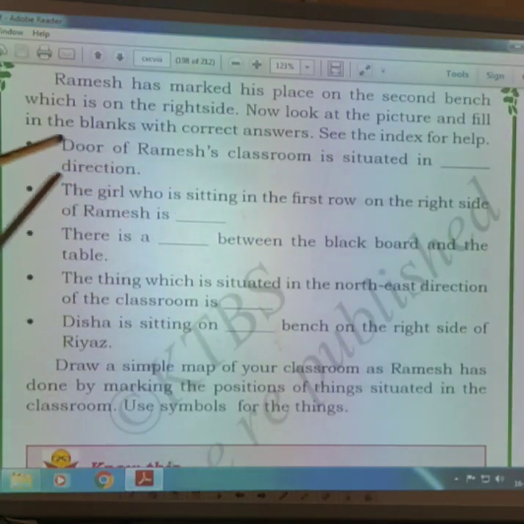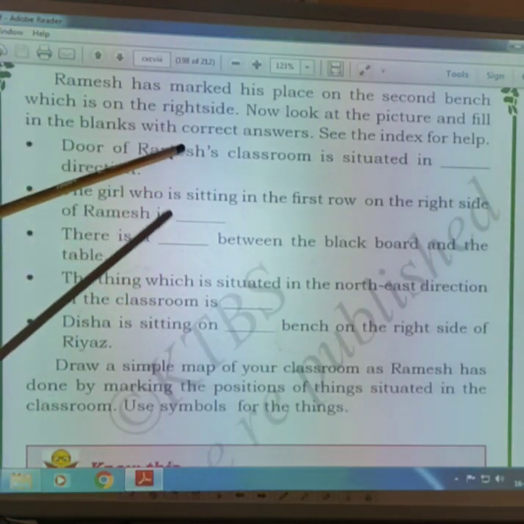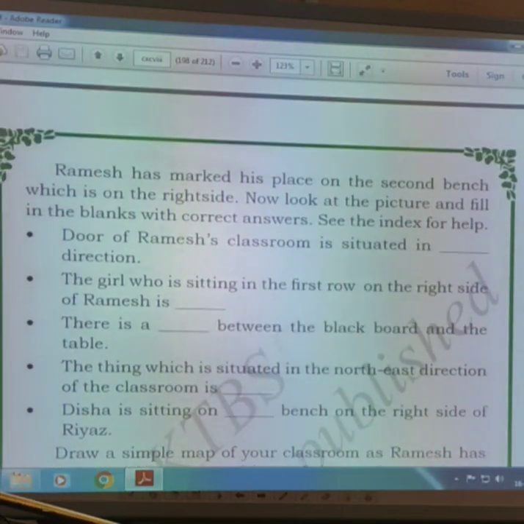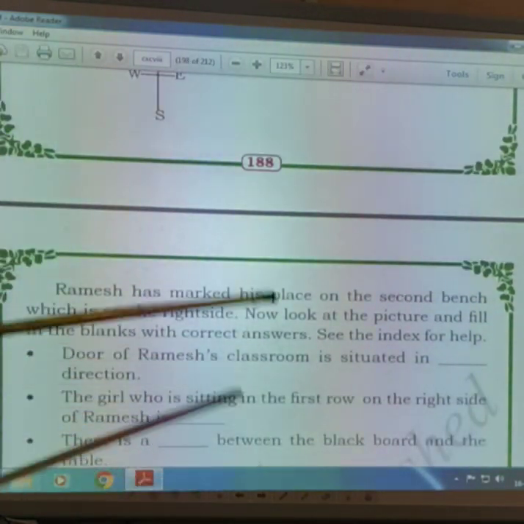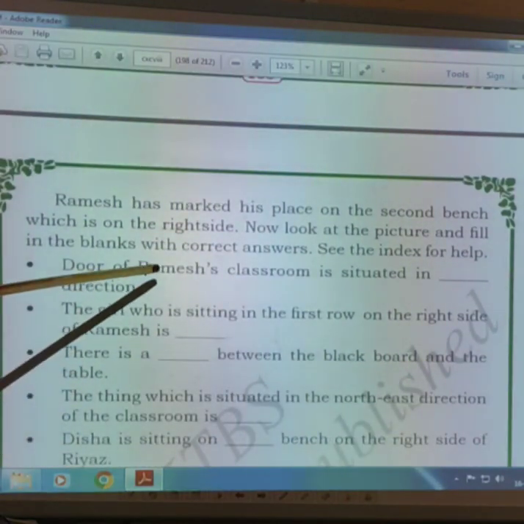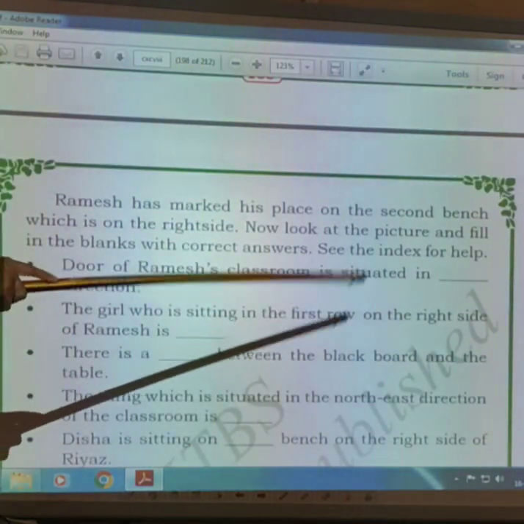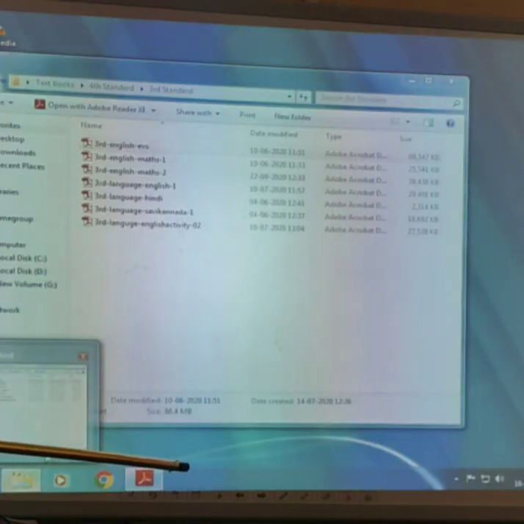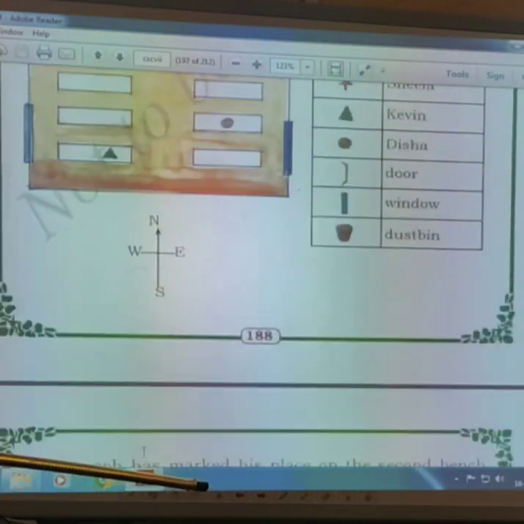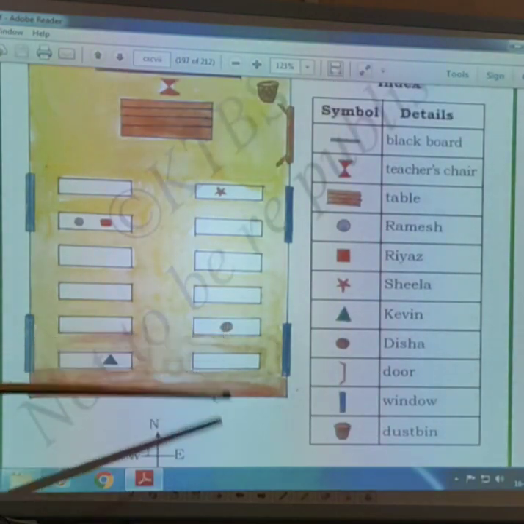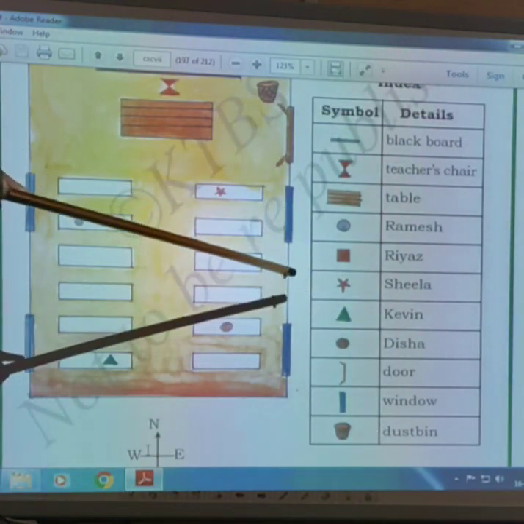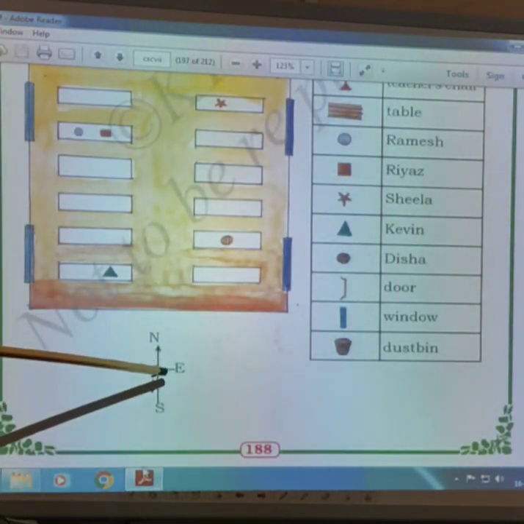Now look at the picture and fill in the blanks with the correct answer. Okay, observe the directions and fill in the blanks. Door of Ramesh's classroom is situated in which direction? Where is the door? The door is on the right side. Right side, which direction is that? East.